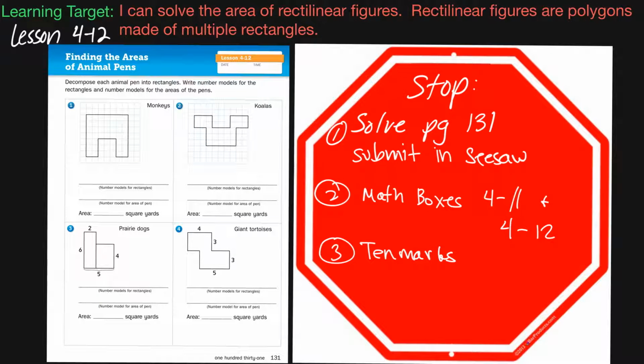All right, now for your practice today, you're going to take a look here on page 131 and look at problems 1, 2, 3, and 4. I do want you to submit this in Seesaw, paying close attention to how you're going to solve these problems using the skills and strategies that I talked about in the video. If you need to, rewatch the video as a good digital learner does. I want you to pay close attention here to number 2. Number 2 might involve making more than 2 rectangles for these rectilinear figures.